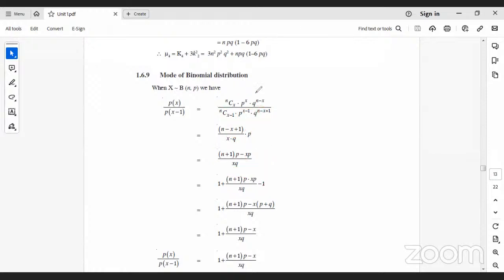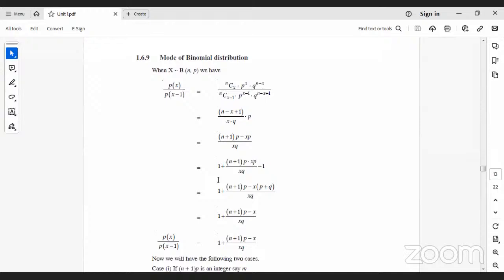Okay, then again 1 plus 1 adding and minus 1 adding here, the same as the formula. So 1 plus (n + 1)(x − p), taking the LCM here for this one, taking the LCM, (n + 1)p minus x, all over xq.